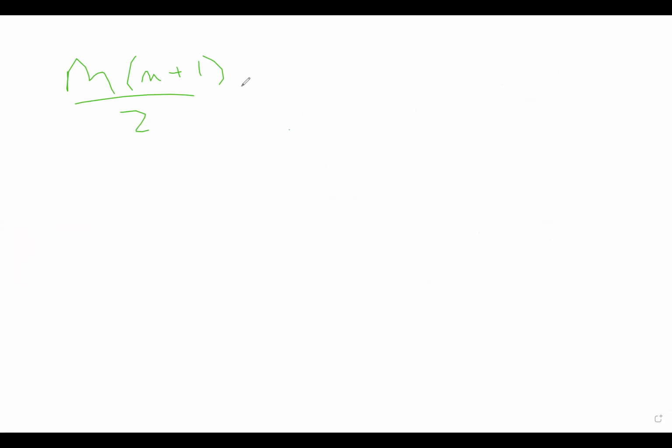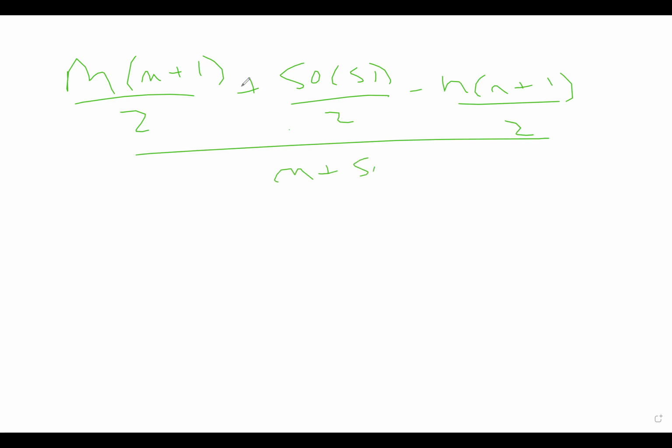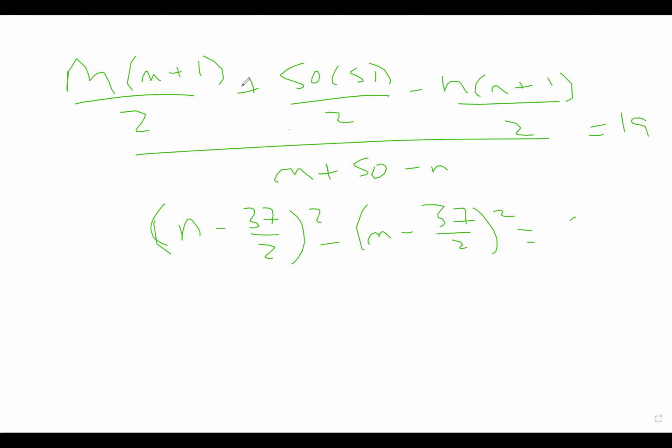So it's M times M plus 1 over 2 plus 50 times 51 over 2 minus N times N plus 1 over 2, all over M plus 50 minus N, equals 19. If you simplify, put everything together, complete the square, and combine it into one nice thing, you should get this: N minus 37 over 2 squared minus M minus 37 over 2 squared equals 650.